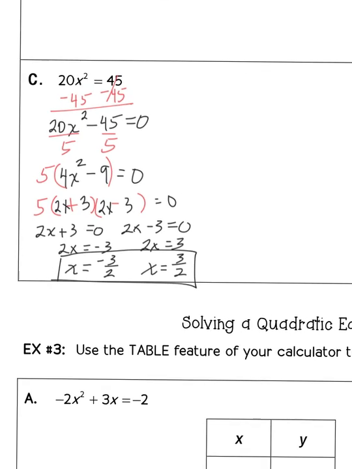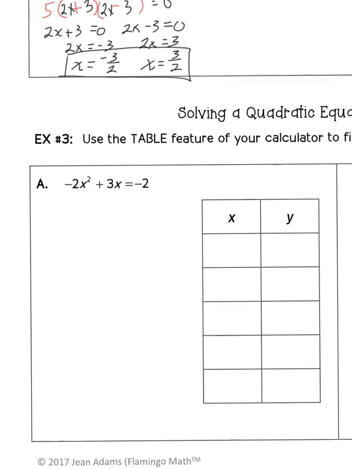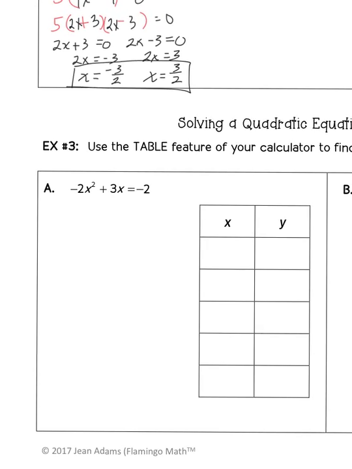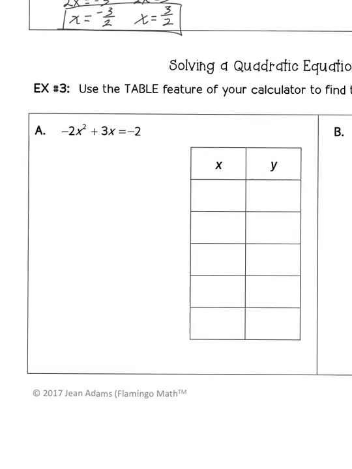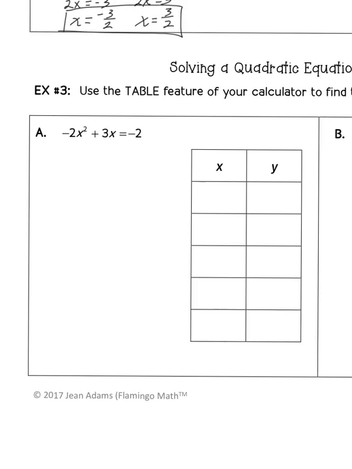The next question talks about using the table feature on your calculator to find the zeros. Before we do that, let's just talk about why. I'm going to draw just a sketch of a parabola in here. And then these would be where my zeros are. So this is why the table works the way it does.